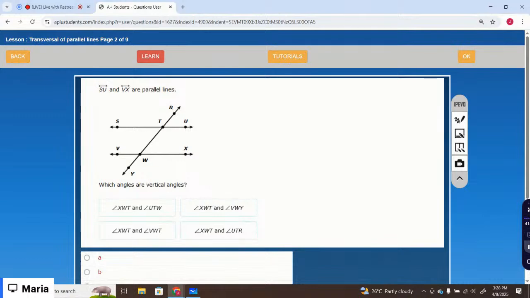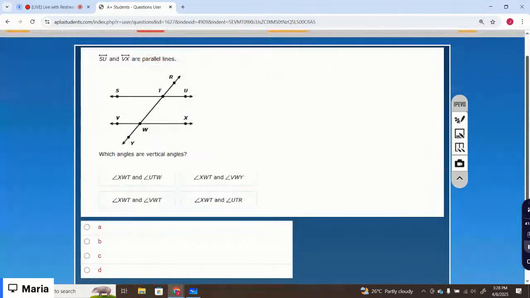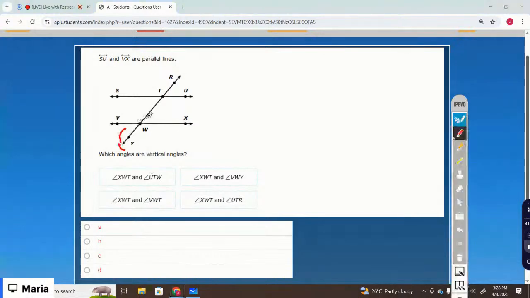Which angles are adjacent angles? X, W, T, and U, T, W. They are not adjacent angles. X, W, T, and V, W, Y. Yes, option number 2, B, is the correct option. They are the adjacent angles.